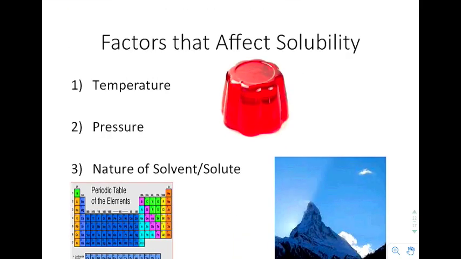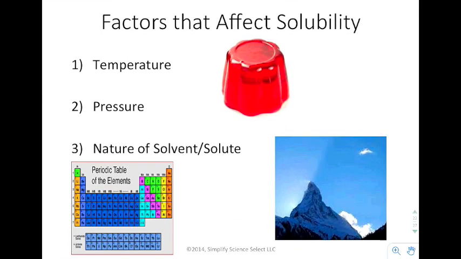Okay, so these are the 3 main factors that affect the solubility of solutes in solvents. Number 1 being the temperature, number 2 being the pressure, and number 3 being the nature of the solute. So you should be able to relate all these to individual atoms.